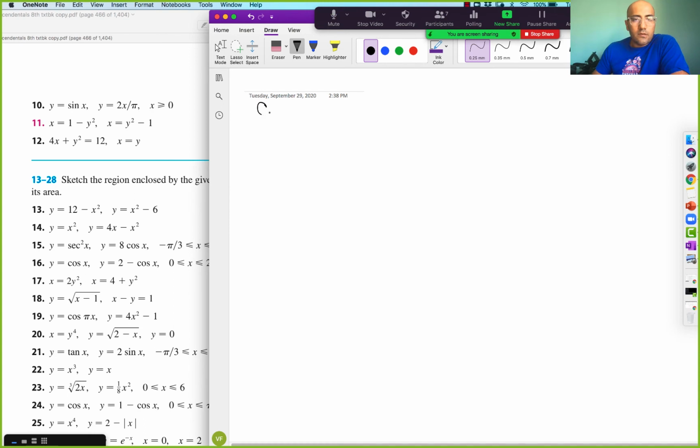So this is chapter 6, section 1, number 12. So we have 4x plus y squared equals 12, and we have x equals y. So how do we figure out what this is? Okay, so we can get a rough sketch by trying to solve.